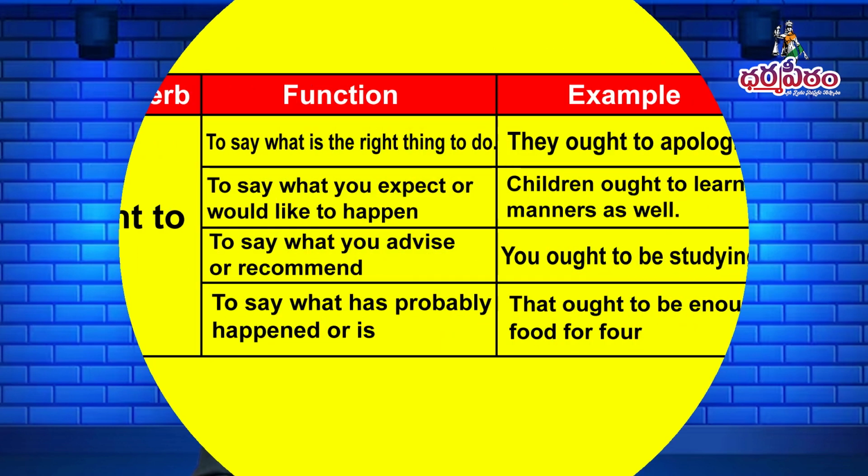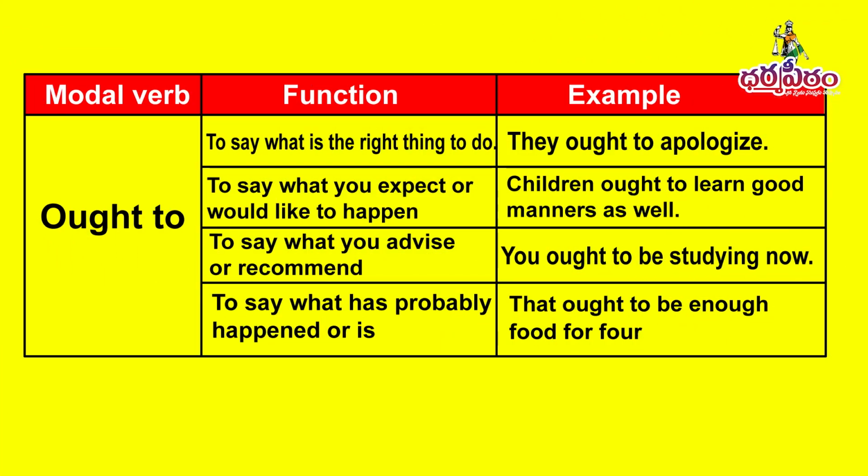The second one, to say what you expect or would like to happen. We always have expectations from others. For example, something happened between you and your friend misunderstood you. You can say, you ought to understand me. I thought you would understand me.